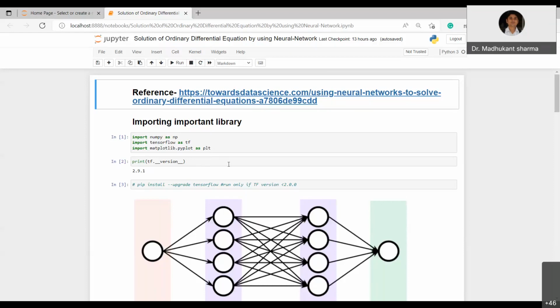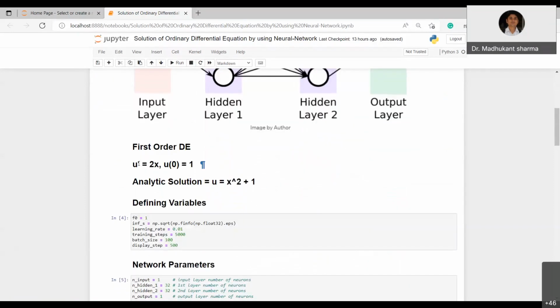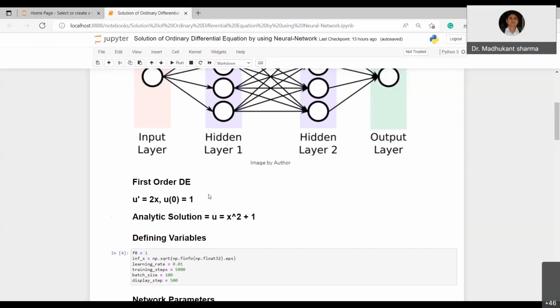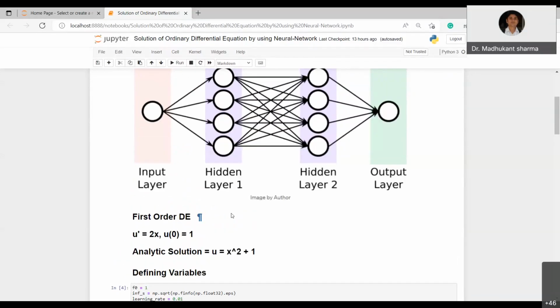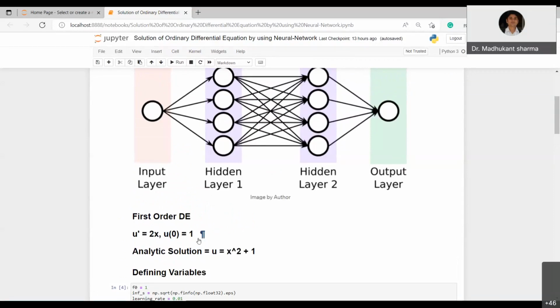Here I have taken one example. For simplicity, I am taking u' = 2x with initial condition u(0) = 1. We know that the analytical solution of this differential equation is u = x^2 + 1. It is a simple differential equation, but sometimes it is difficult to solve analytically, and at that time our method will work. So now we will start to implement how to approximate the solution of the differential equation.